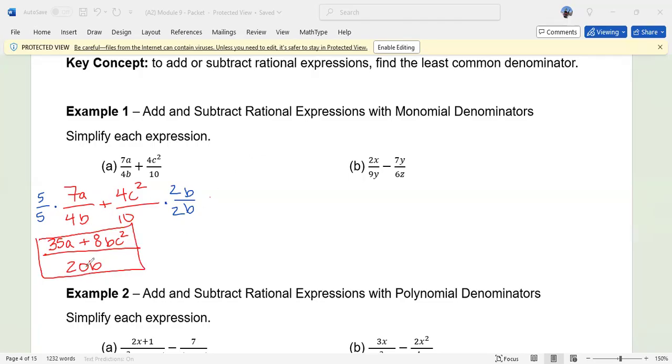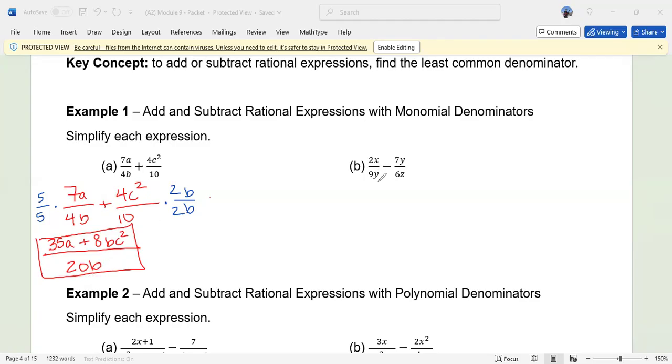A big thing I want us to recognize is that anytime our denominators are the same, we can combine the numerators together. So since I ended up with 35a over 20b plus 8bc squared over 20b, we can simplify that to be 35a plus 8bc squared all over 20b.